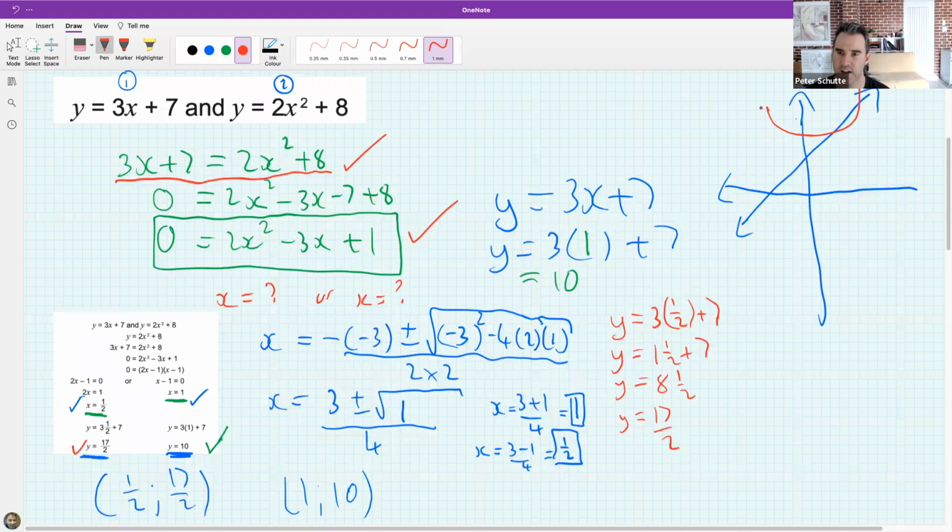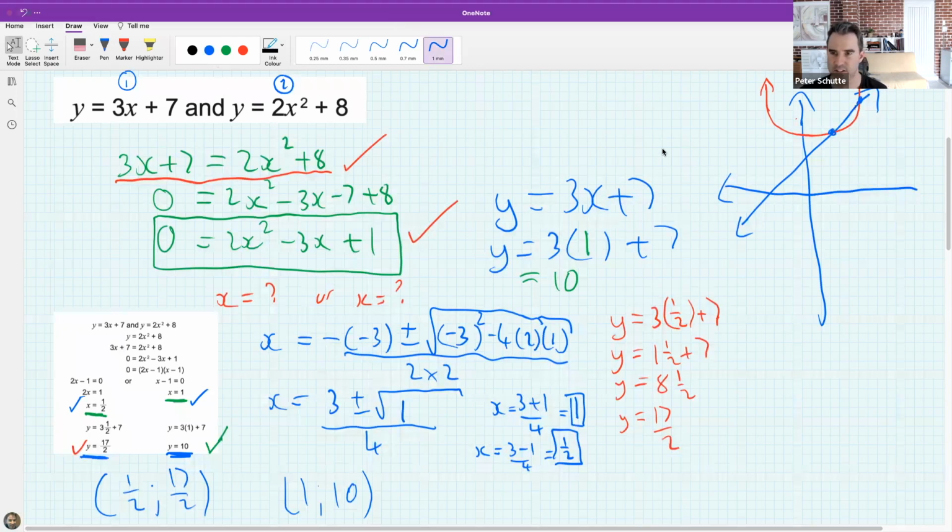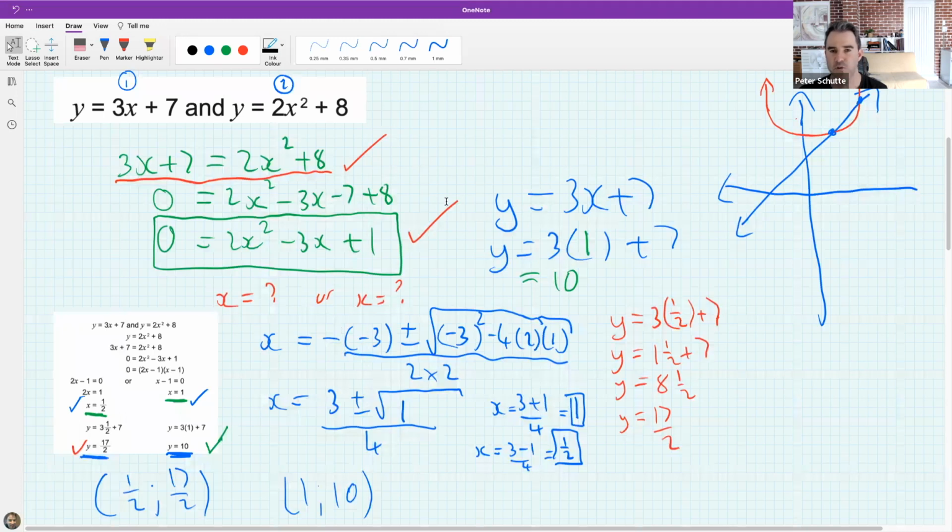Maybe I'm not drawing it perfectly, but this second one is a parabola, and where they intersect, so where the straight line meets the parabola, is where your solutions are going to be. We'll talk more about that when we get to functions, but that's why we were talking about intersection points now. Those 2 points we found are intersection points.